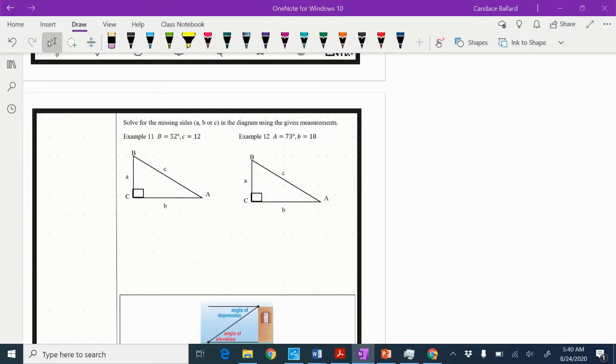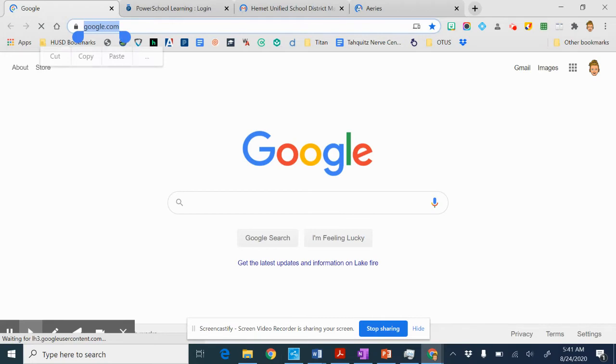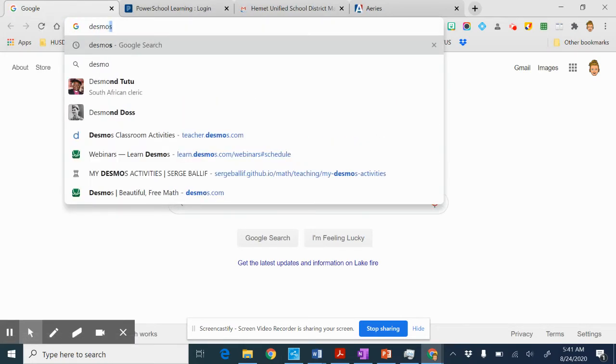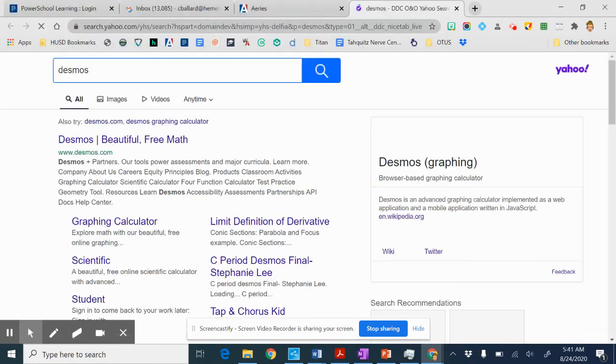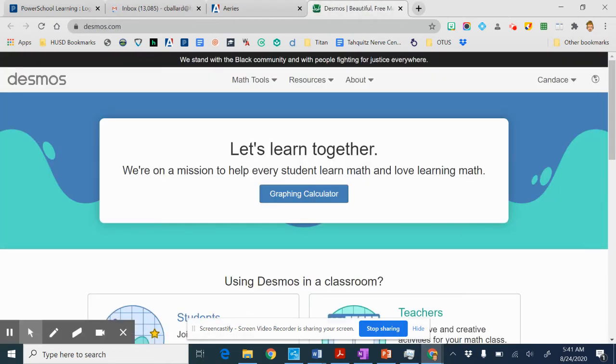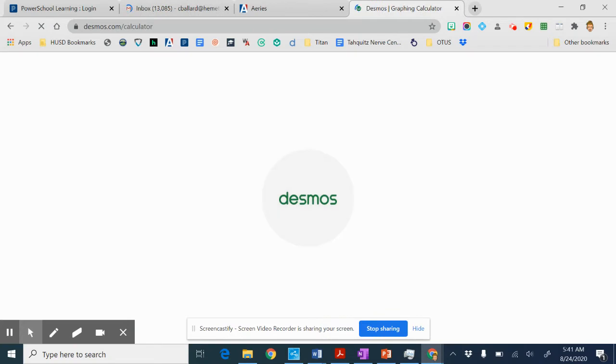My computer's been acting a little bit crazy. Where is it? You lost it. Desmos. It wants to go to this Yahoo thing and it's driving me bananas. Okay, so I'm just going to go here.